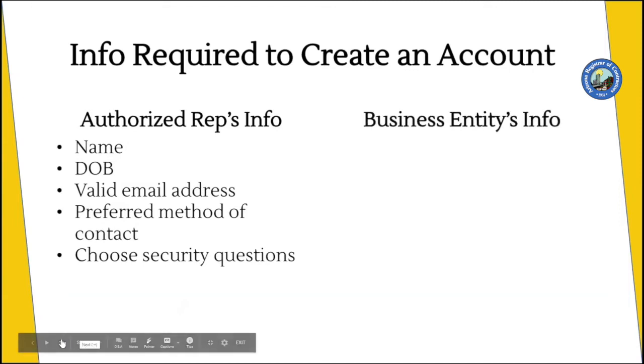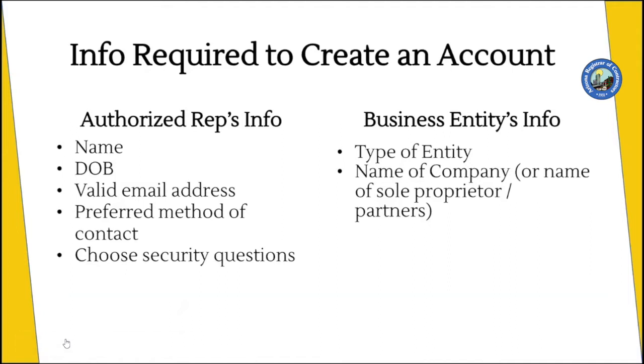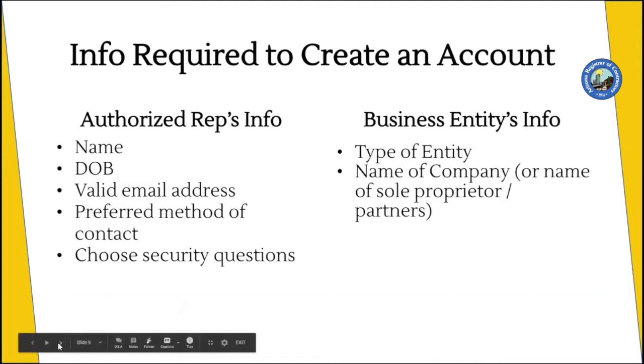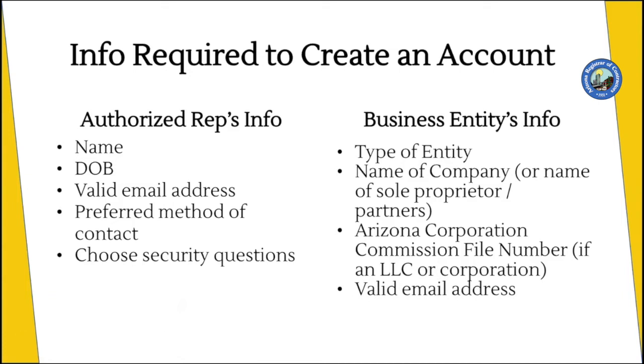And then you also need to have your business entity's information. So that includes what the type of entity is, an LLC, a sole proprietorship, the name of the company, so the LLC or corporation, or for your sole proprietor or partnership, that would be your full legal name. And then if you're applying as an entity, so an LLC or a corporation, you need to have your Arizona Corporation Commission file number. If you don't know this number, you could always go to the Corporation Commission's website, search your entity, and that number comes right up. And then the entity needs to have a valid email address as well.